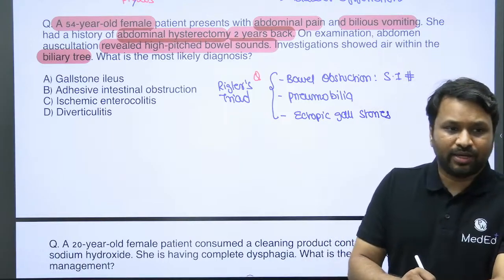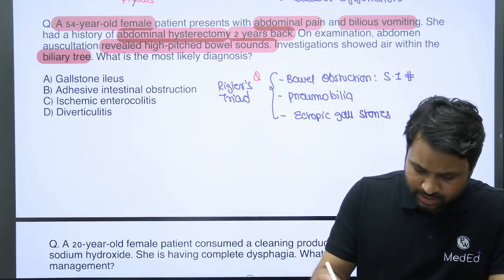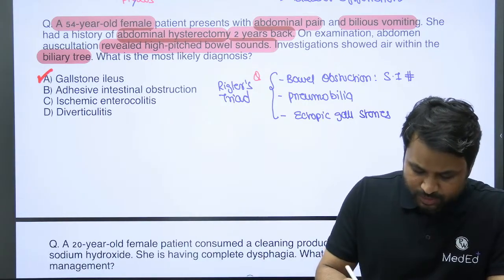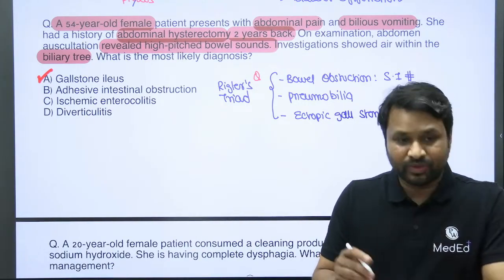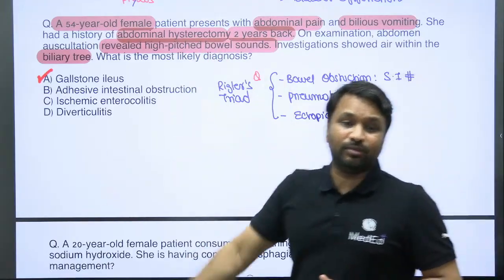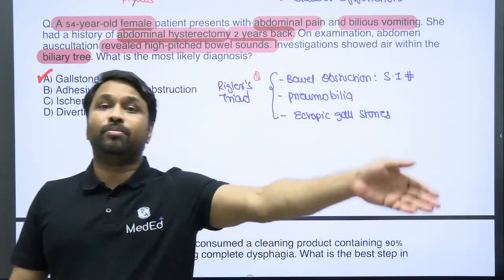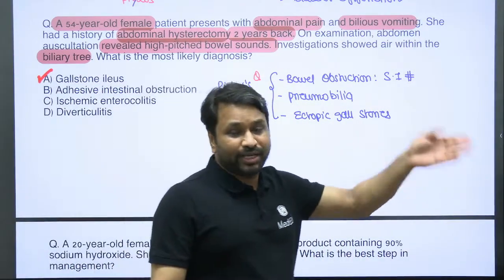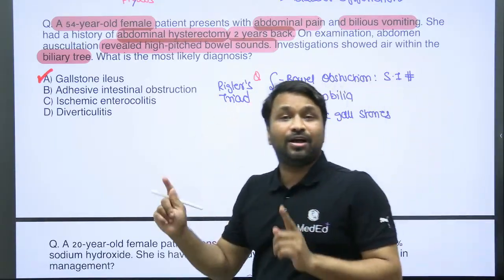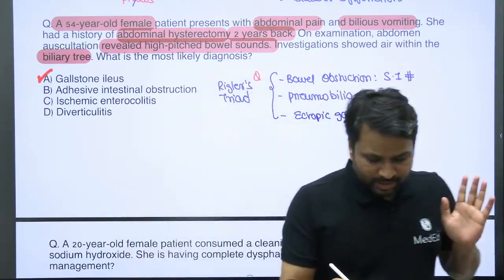Okay. Now, in a Rigler's triad, what is the most likely diagnosis? The answer is going to be gallstone ileus. See, if you talk about adhesive intestinal obstruction, it will not have pneumobilia. Intestinal obstruction can be secondary to this. Abdominal hysterectomy is the confusing term, which is pointing towards intestinal obstruction due to adhesions. I can take that point into consideration, but you will not have pneumobilia. So this cannot be the answer.